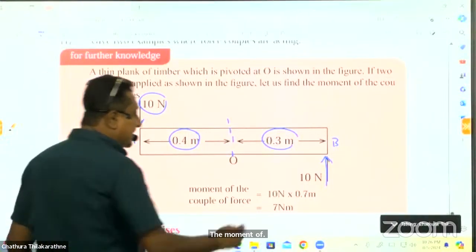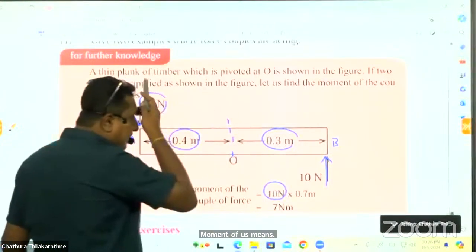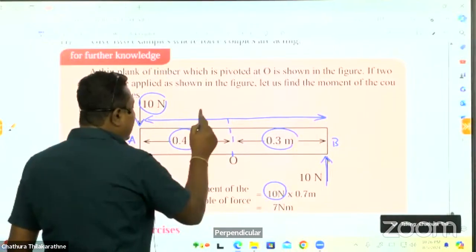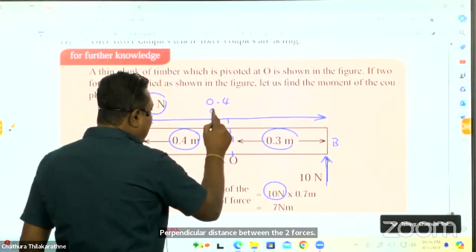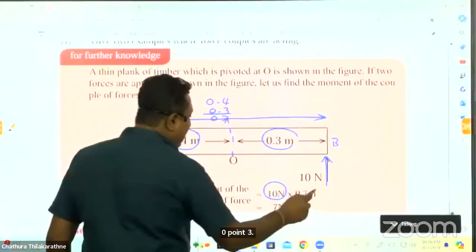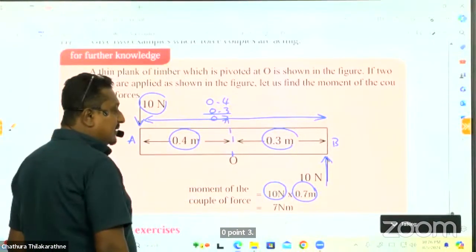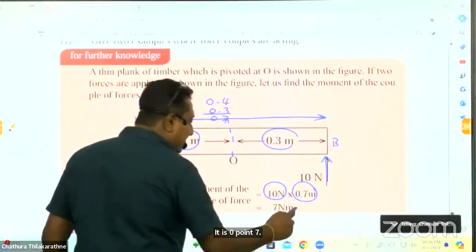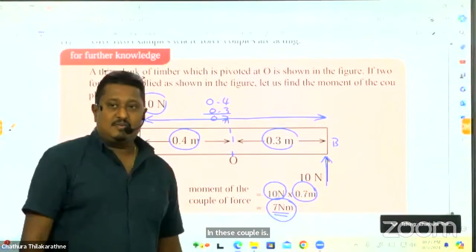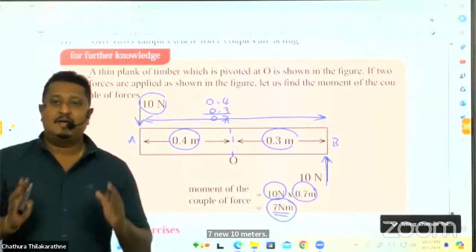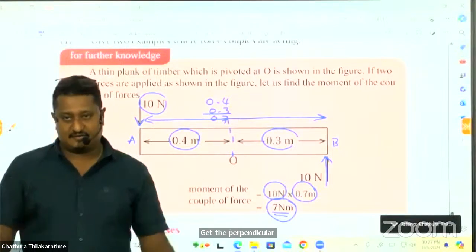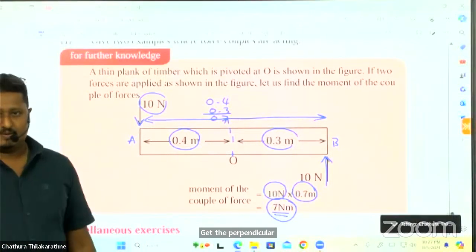Moment of force means force into perpendicular distance between the two forces. That means 0.4 plus 0.3. It is 0.7. Then the moment in this couple is 7 Newton meters. Always get the perpendicular distance between the two parallel forces. Okay.